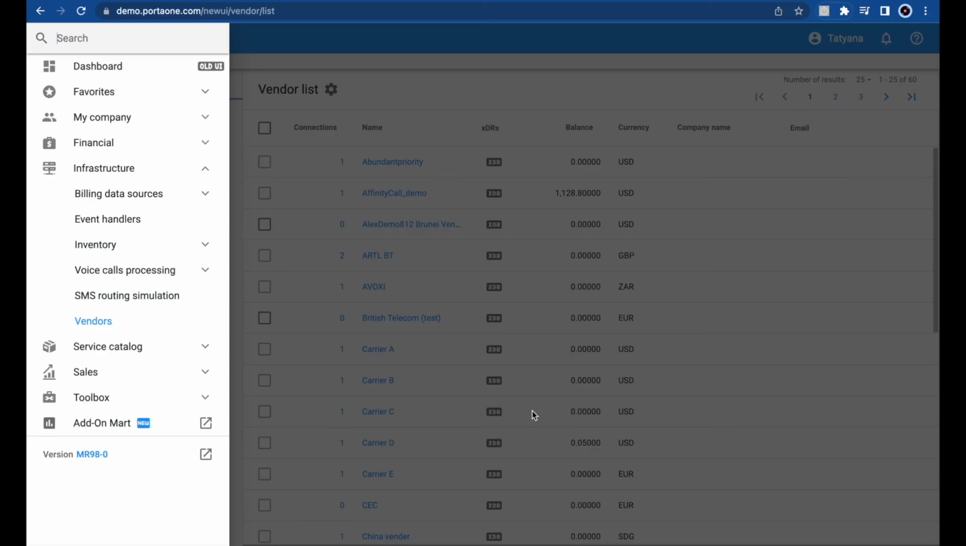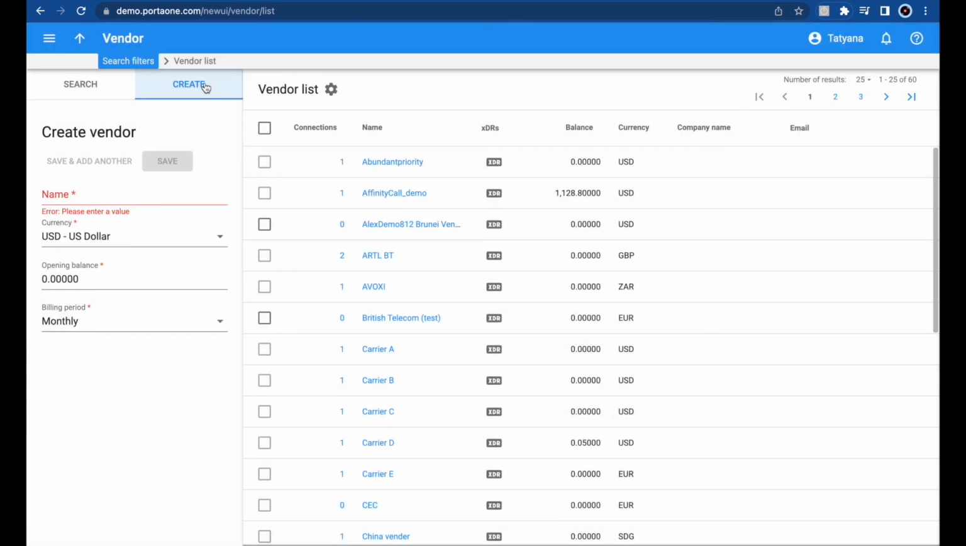Now let's go to our web interface and create a test vendor. Let's go to Infrastructure, Vendors, Create. Let's give our vendor a name. Let's call them Test Carrier. The currency is going to be US dollar. The opening balance is going to be 0.